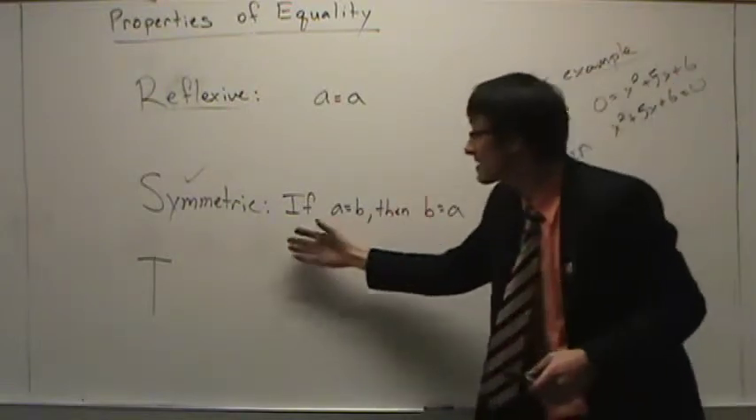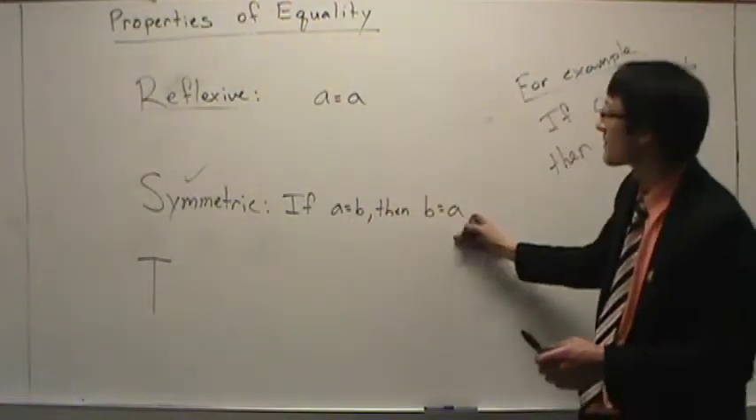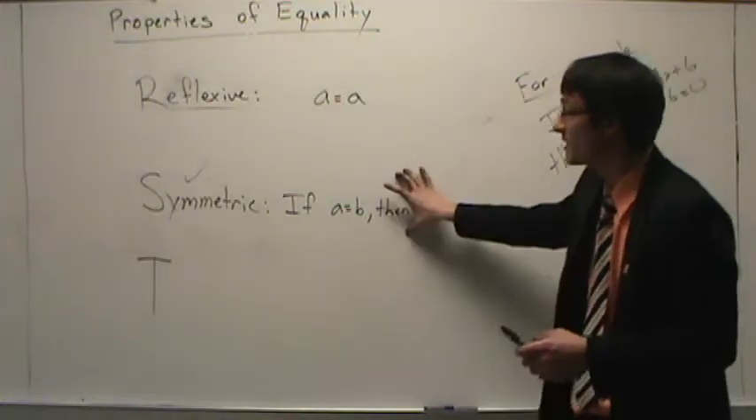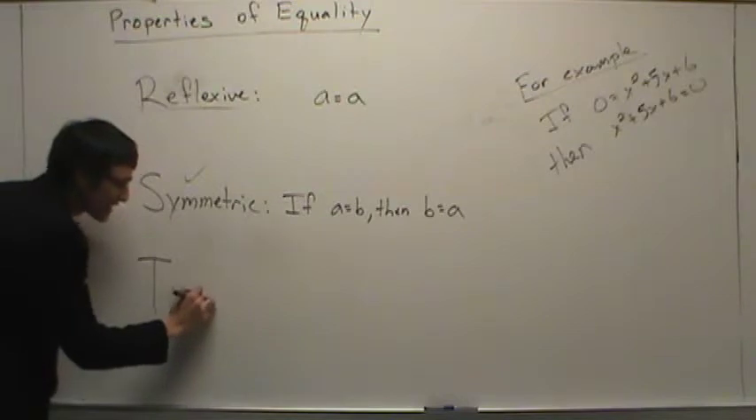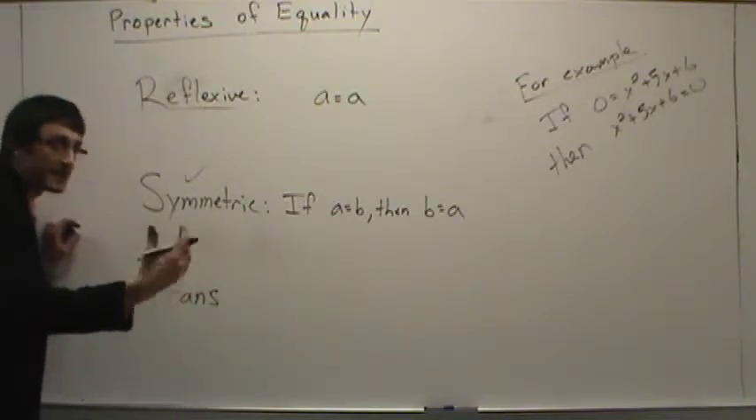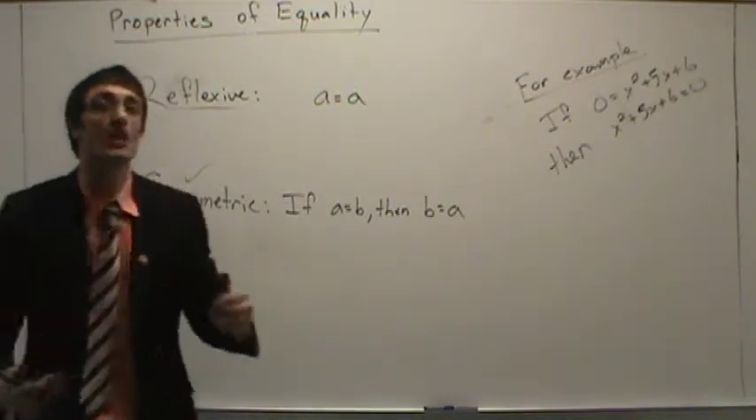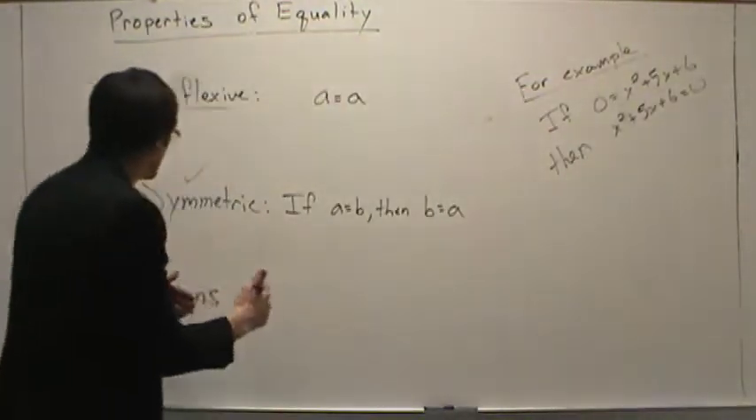So what does symmetric property say? If the first is the second, then the second is the first. We can take it and turn it around. So we can flip an equation. Next, transitive. Transatlantic flight means across the Atlantic. Okay, transitive.